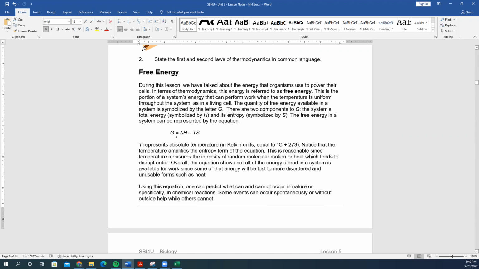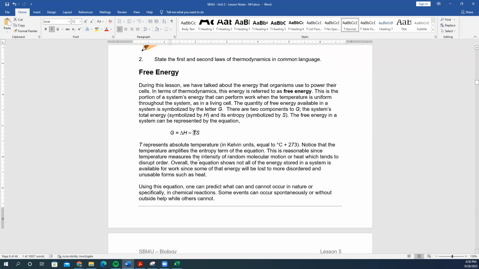And there are two components to G, to free energy. This G represents free energy. There are two components to G, and you can see it in the equation. The delta H, and its entropy, which is represented by S, and the temperature, which is typically constant when you have a living organism. So this equation here represents the free energy in a system, in an organism.